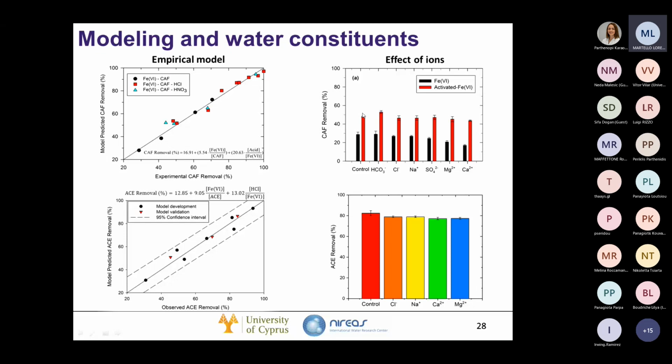Then we started investigating the effect of ions with and without acid, and basically with iron 6 and with activated iron 6, and we used different compounds, and some of these findings resulted in independent studies. For example, here we can see a little bit of enhancement in the presence of bicarbonate, and this later on was used by other researchers in a different study to show that bicarbonate at specific concentrations may also activate iron 6.